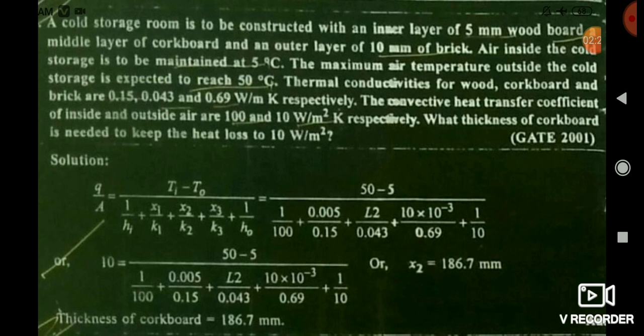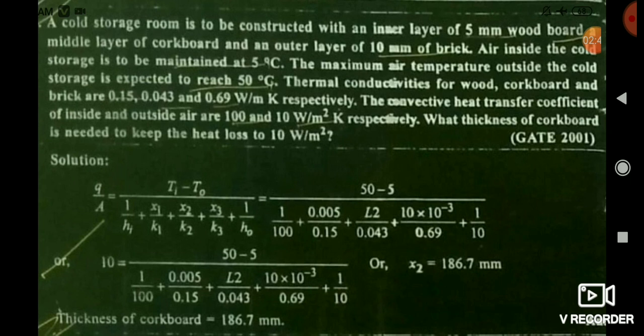Here L2 is the thickness of the cork board, that is 186.7 mm. So friends, here it is calculated in mm. You should take care about the units also in this case, and you can easily get the answer. And friends, after this we are uploading the next video, its part 2, and in that video we will fully solve all the previous year questions asked upon this concept.